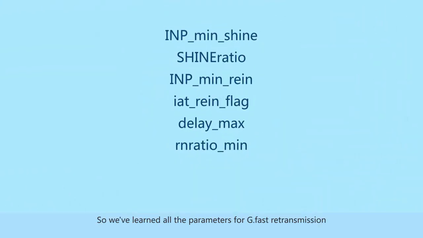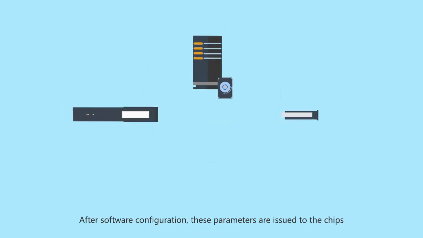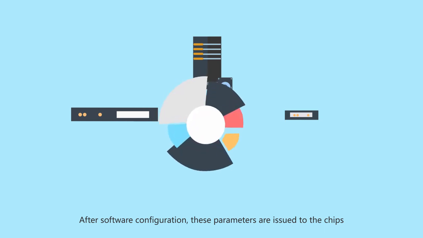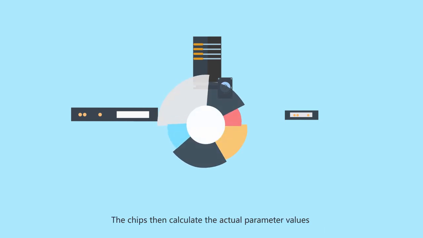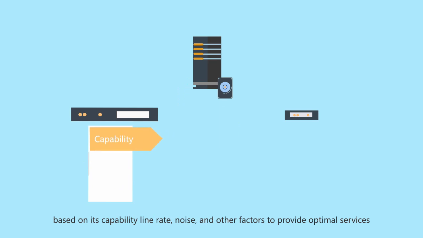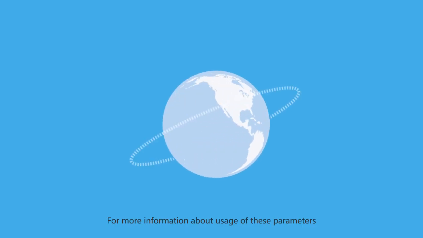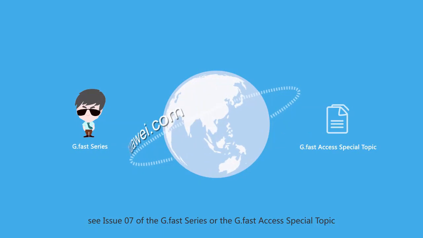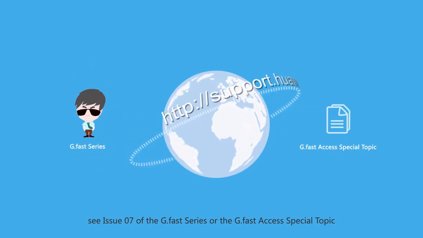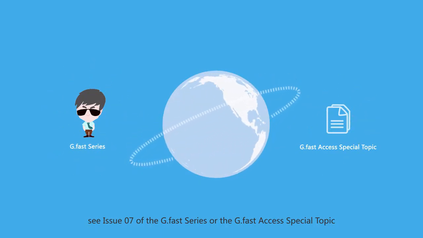So we've learned all the parameters for G.fast retransmission. After software configuration, these parameters are issued to the chips. The chips then calculate the actual parameter values based on their capability, line rate, noise, and other factors to provide optimal services. For more information about usage of these parameters, see issue 07 of the G.fast series or the G.fast Access Special topic.